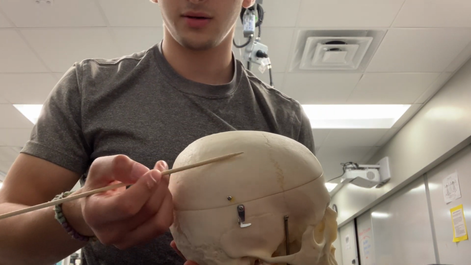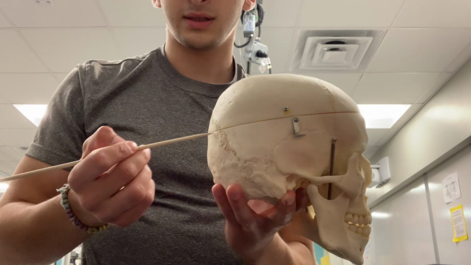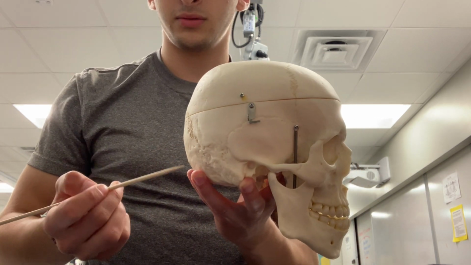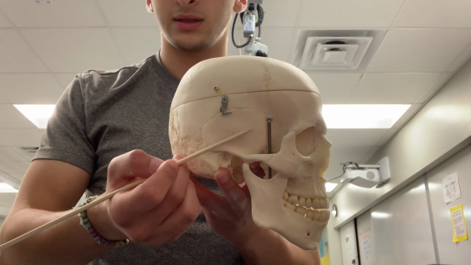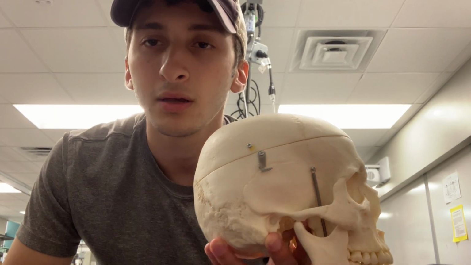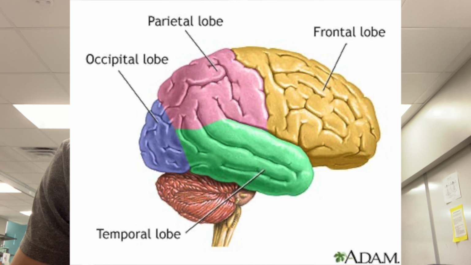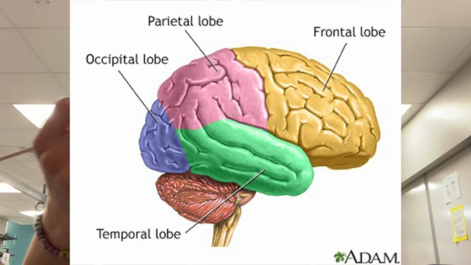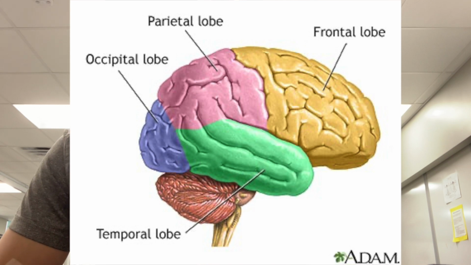This is the parietal bone. This is the occipital bone. This is the temporal bone. And maybe if it's easier for you to remember, we have the different lobes of the brain, and they correspond to those 4 different sections of the skull.